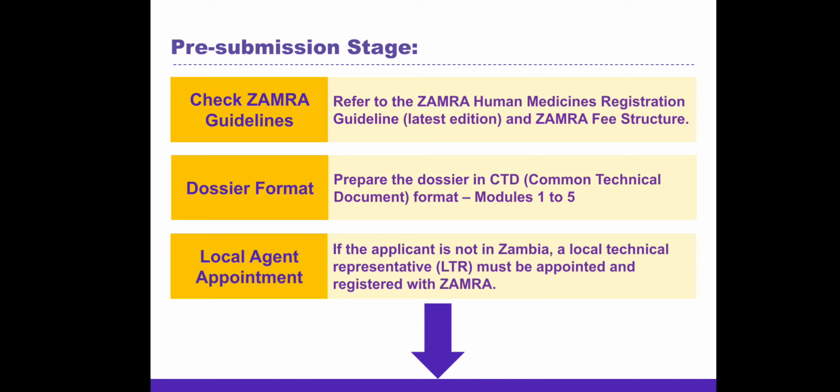First of all, we'll see the pre-submission stage. Under the pre-submission stage, we have to check the ZAMRA guideline for the fee structure which is applicable for that particular product. Then we have to prepare the dossier in CTD format having modules 1 to 5. And suppose the applicant is not in Zambia, then the applicant should assign a local technical representative, called LTR, in Zambia.